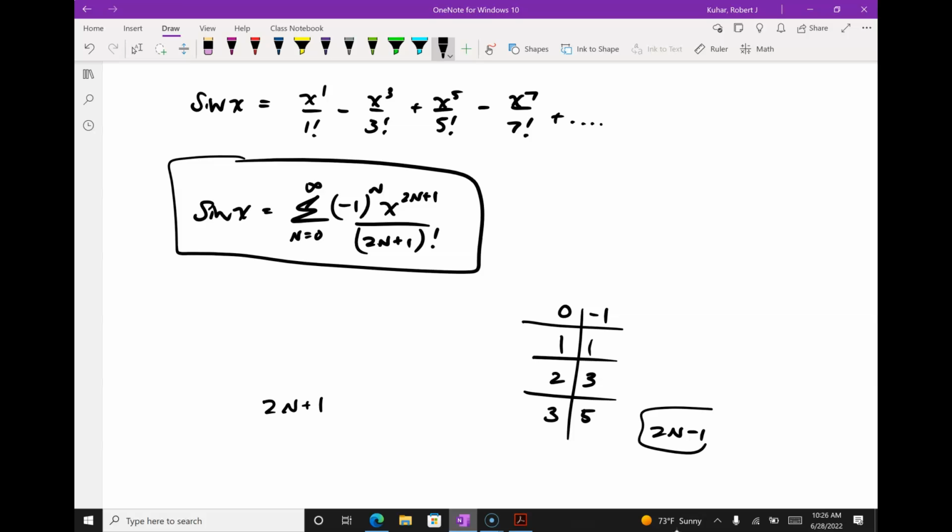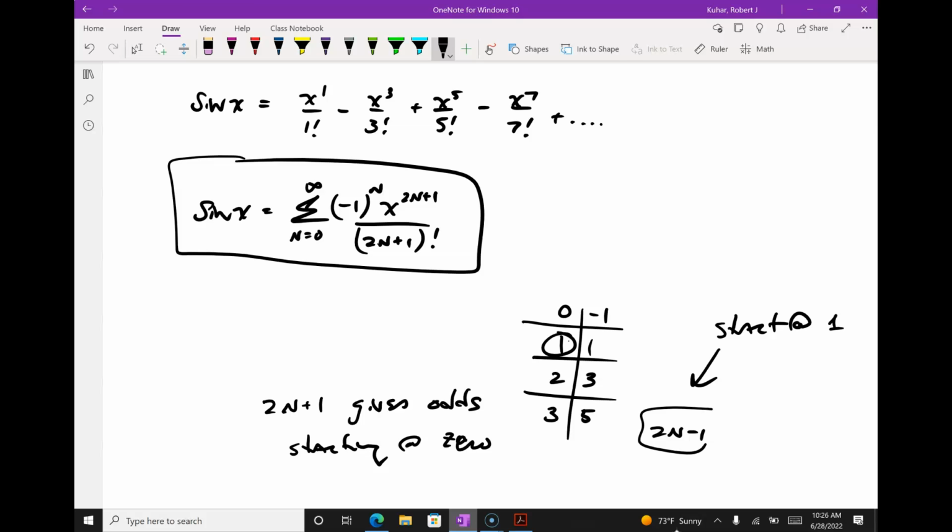So 2n plus 1 gives me odds starting at 0. So I get odds by multiplying by 2, which gives an even, and adding 1. And this gives me odds if I start at 1. And that's what I did. I started at 1. But if I say my null odd is 1, my next odd is 3, my next odd is 5, then I get the 2n plus 1. Yep.